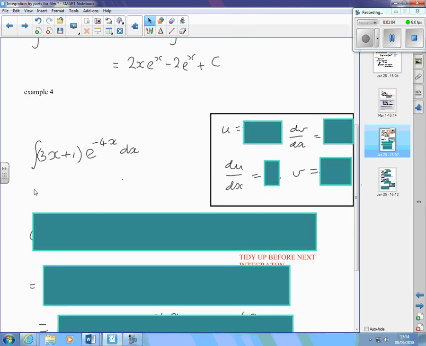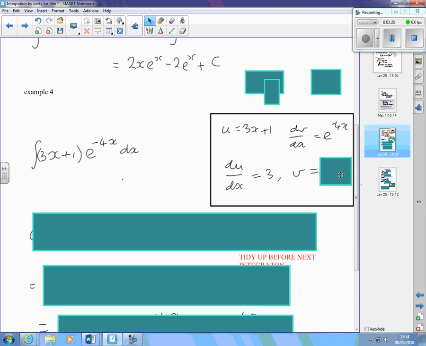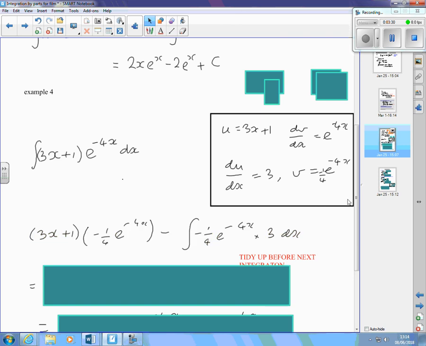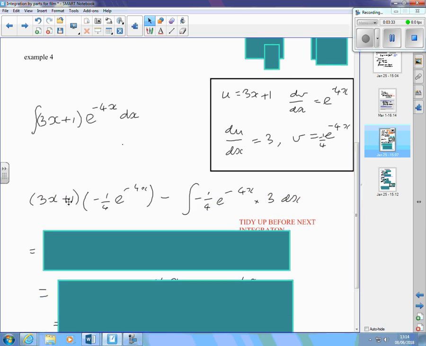One more example. You will again take your u as 3x plus 1, and dv by dx as e to the minus 4x, because when you integrate that, it doesn't get any more complicated. When we integrate, we have our u times v, take away, and then this is our v times du by dx.